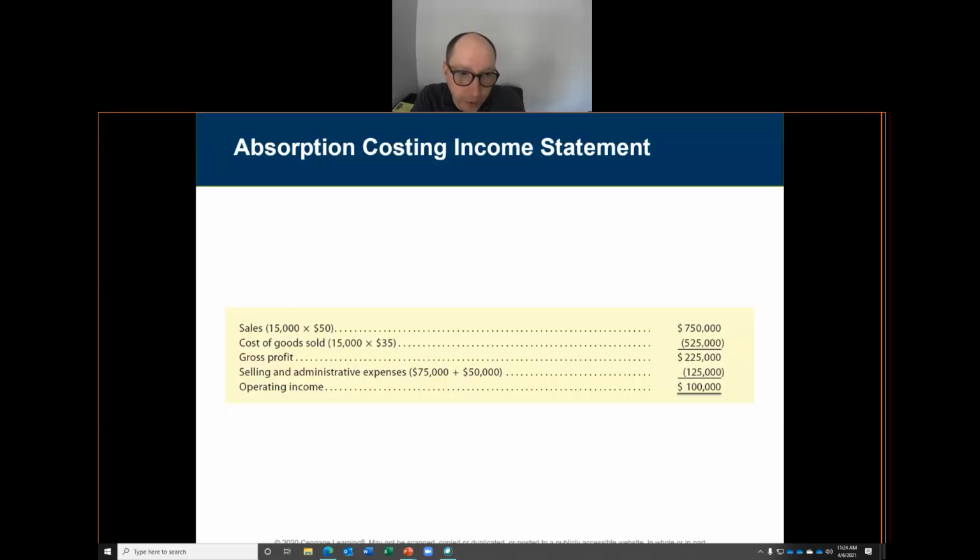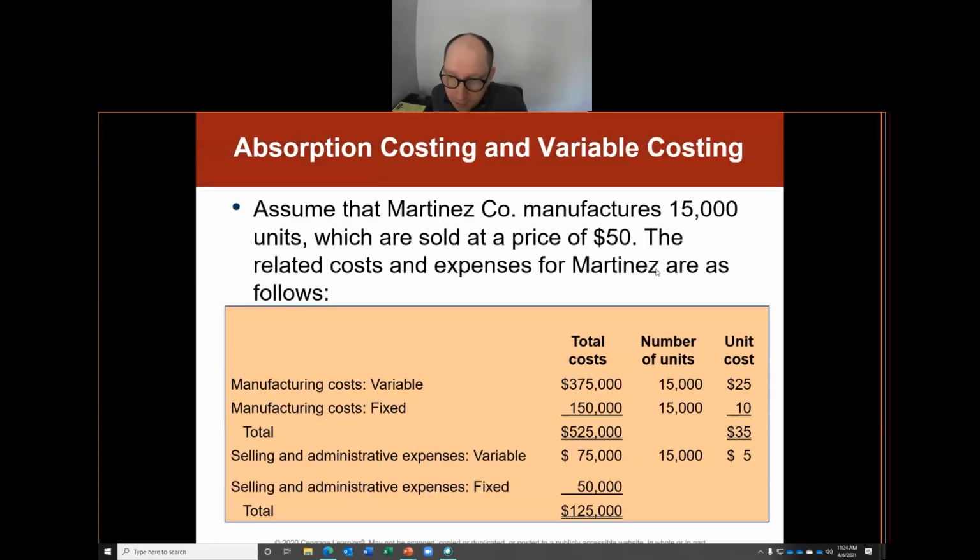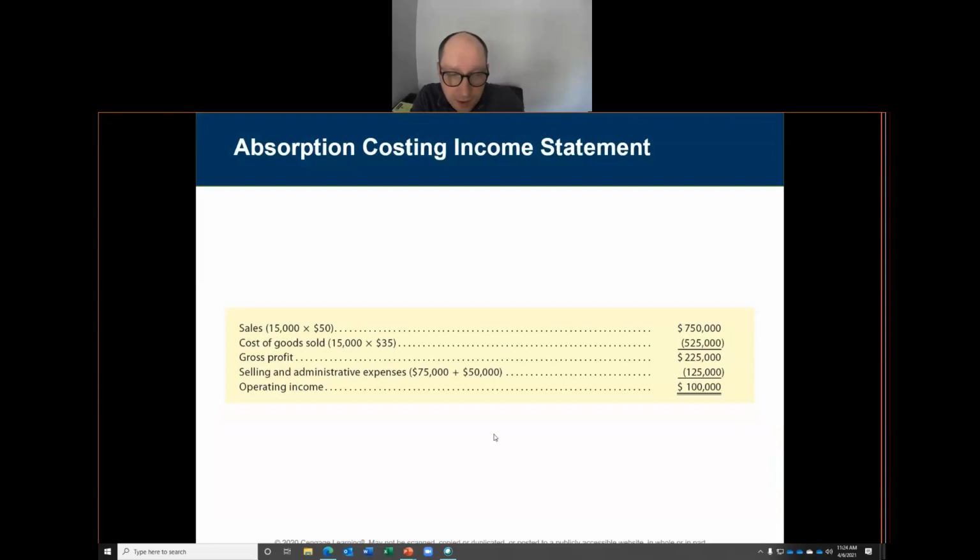So looking at our income statement, we have sales. Remember, the sales price is $50 per unit times 15,000 units sold, at 750,000. Our cost of goods sold is $35 per unit times the 15,000 units. How $35 per unit, you might be asking? $25 variable cost manufacturing, $10 fixed cost manufacturing, total of $35. So $35 per unit cost of goods sold, 15,000 units sold, that's $525,000.